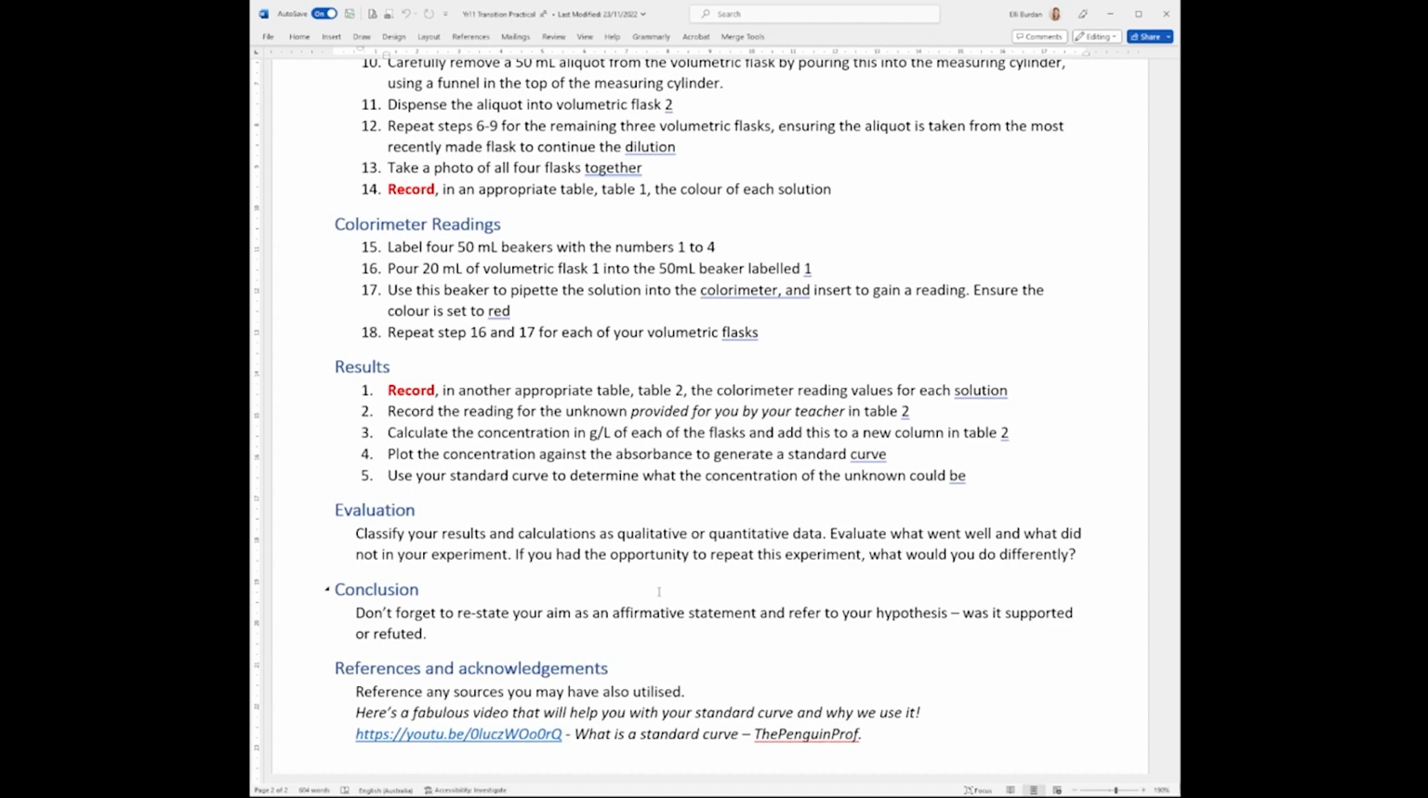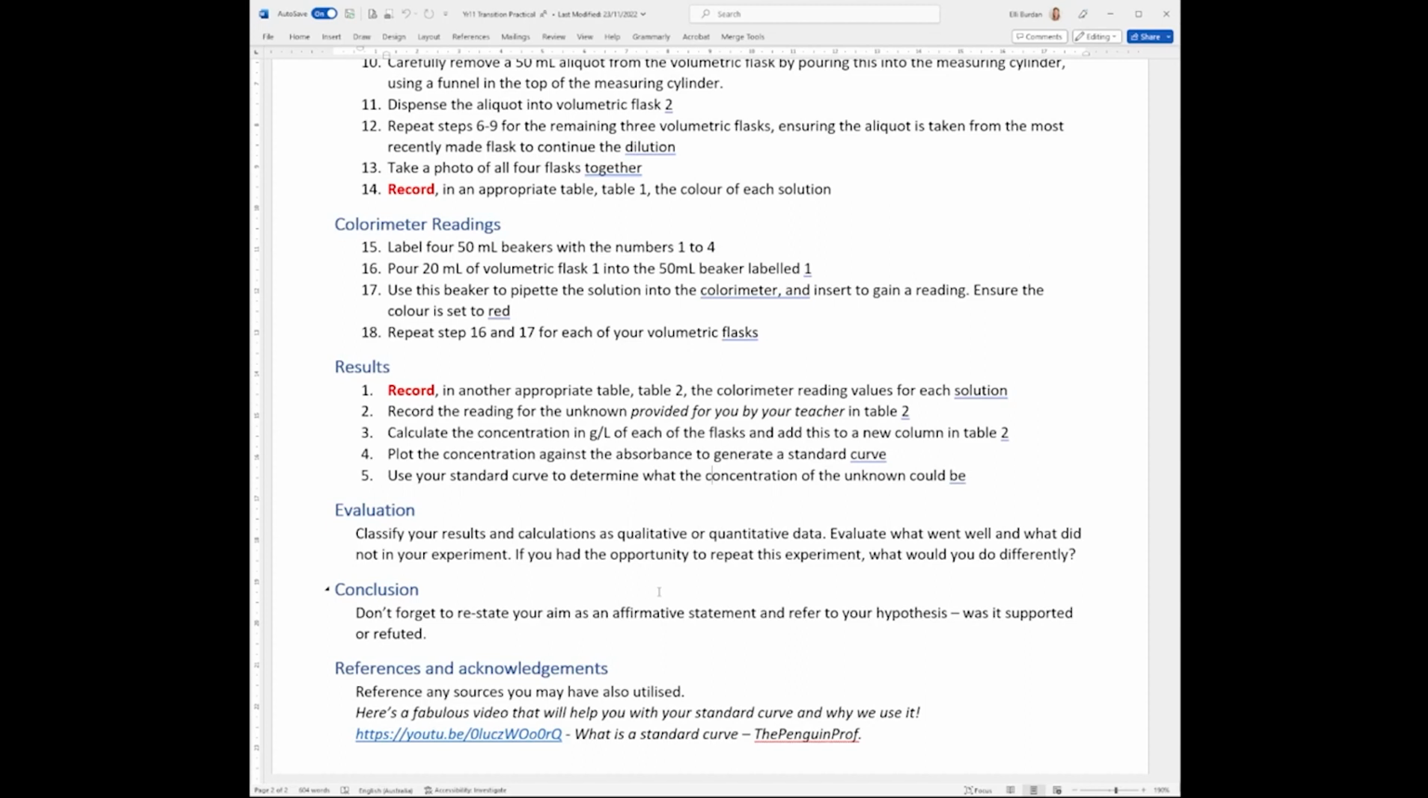You then need to complete your evaluation. So classify your results and calculations as qualitative or quantitative. Now, your textbook has a whole section on this. I think it's either chapter 1 or chapter 12, I can't remember off the top of my head, but your textbook has a whole section on doing experiments, and we will look at this when we start to do our poster. This will help you in writing up your prac if you can't remember how to do these sorts of things. Your qualitative and quantitative data is in there.